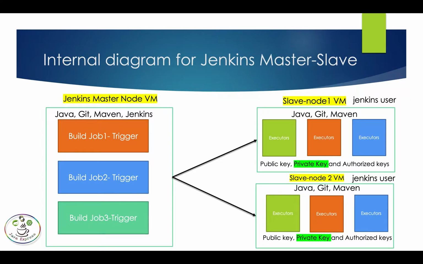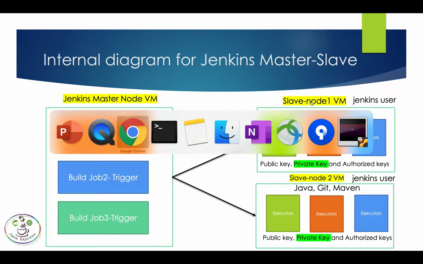So let me quickly start my master node. If you see here, this is the Jenkins master node. I already built this master node as per the previous sections. So we'll set up one slave node. From the master I will trigger a job in the slave node. How to do it, I will explain that part.